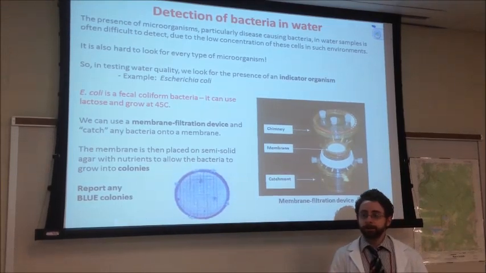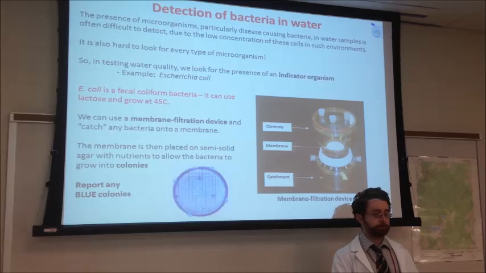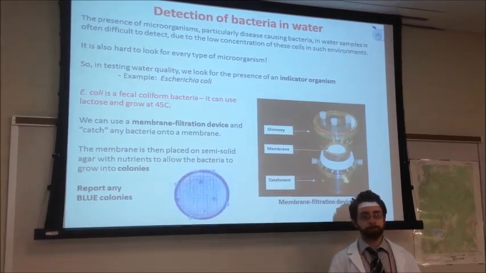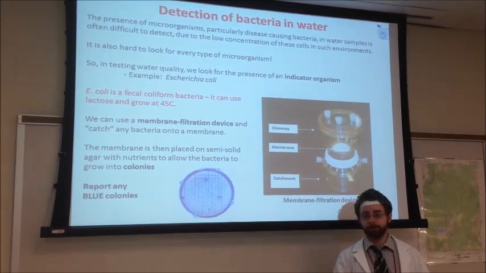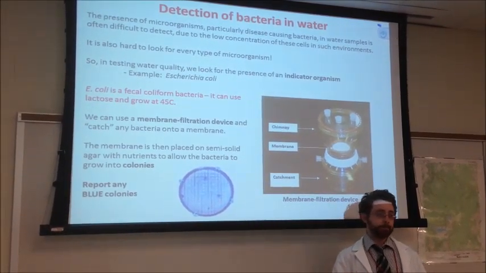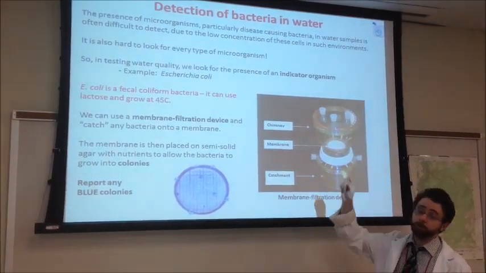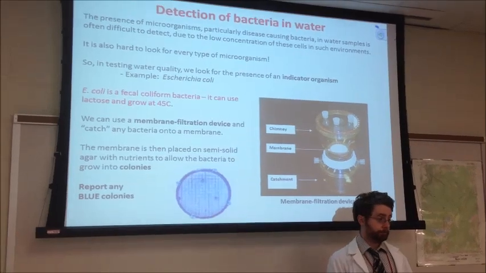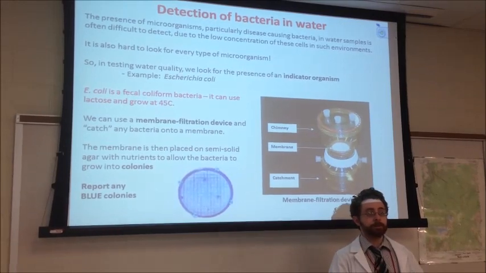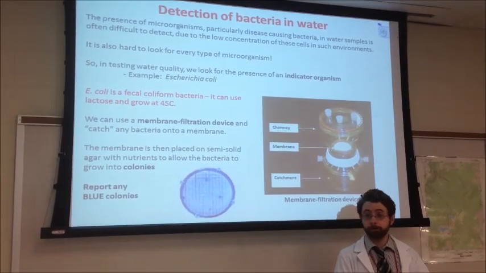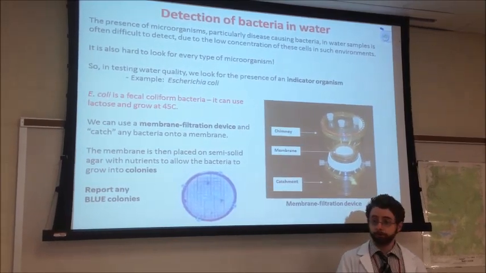The second issue is you can't look for every single type of bacterium. So instead, what we do is we perform what is known as a fecal coliform test, looking for a specific type of bacterium. That type of bacterium is an indicator organism, and our indicator organism is going to be E. coli. E. coli is defined to be a fecal coliform because it can use lactose as a sugar source, and it can grow at a relatively high temperature, 45 degrees.